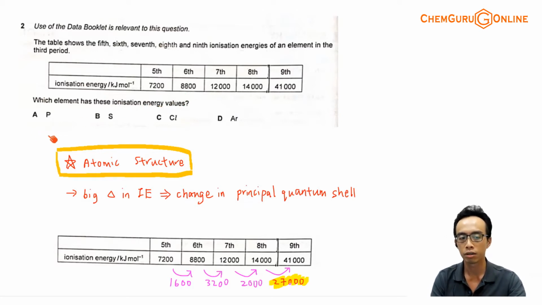So option A is phosphorus, which is in group 15. B is sulfur, which is in group 16. C is chlorine, which is in group 17. And D is argon, which is in group 18.